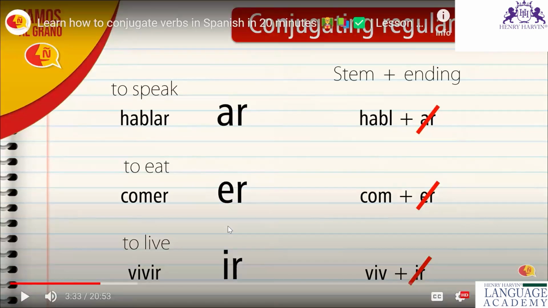Whenever you are going to conjugate the verb in present tense, always remove the endings. AR, remove it. ER, remove it. IR, remove it. Okay, then what is remaining? Habl, com, viv. Okay, that is called the stem of the verb.